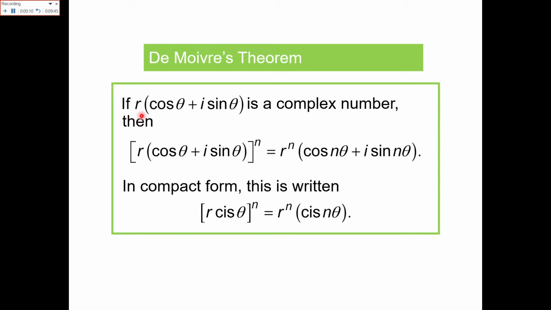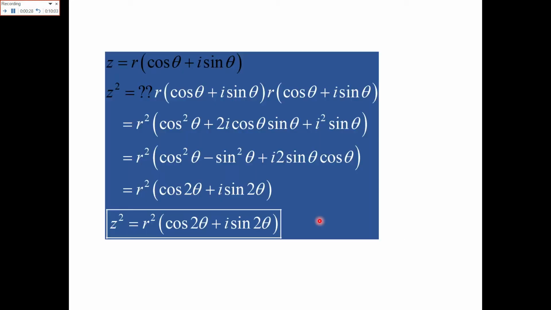If z is equal to r cos theta plus iota sine theta is a complex number, then De Moivre's theorem says that z to the n is equal to r to the n into cos n theta plus iota sine n theta. So it can be written in a compact form: r cis theta raised to power n is equal to r to the n cis n theta. Now there are some general proofs of this theorem for some values of n, like the square and the power of 3.